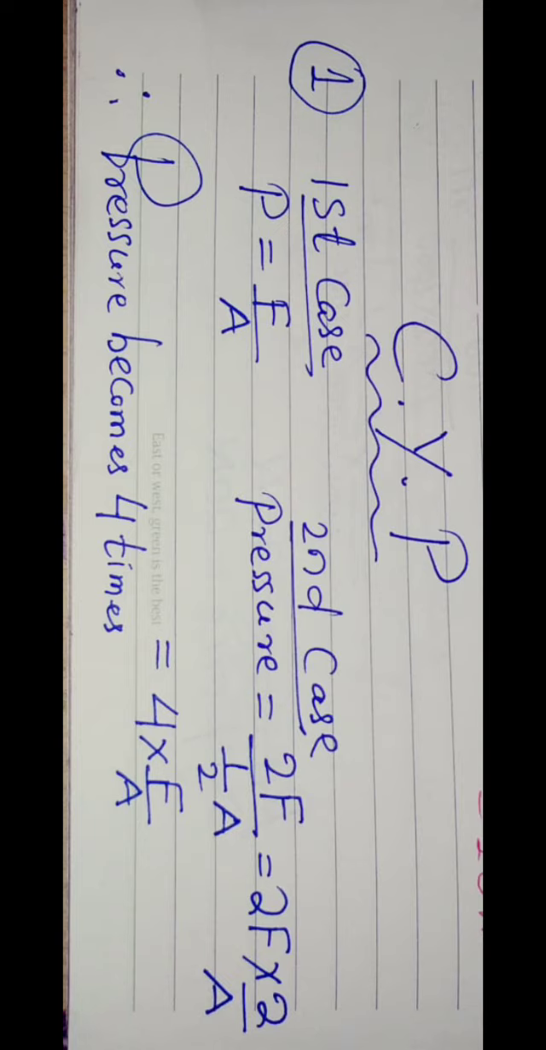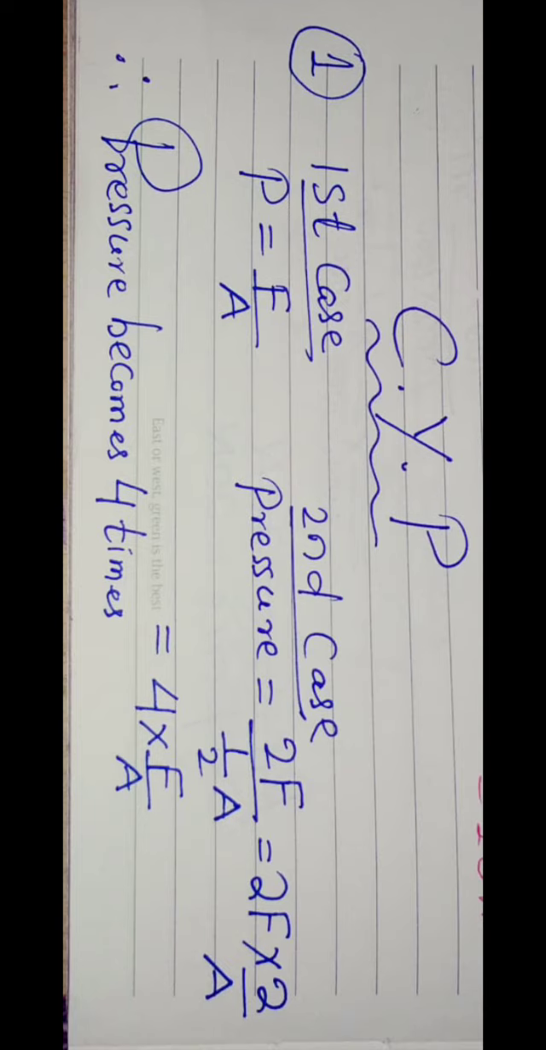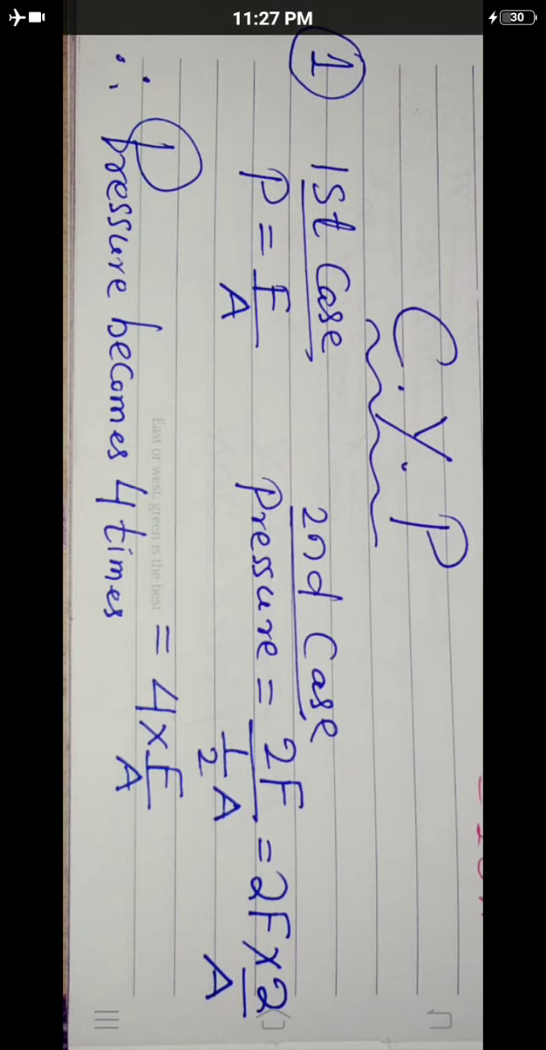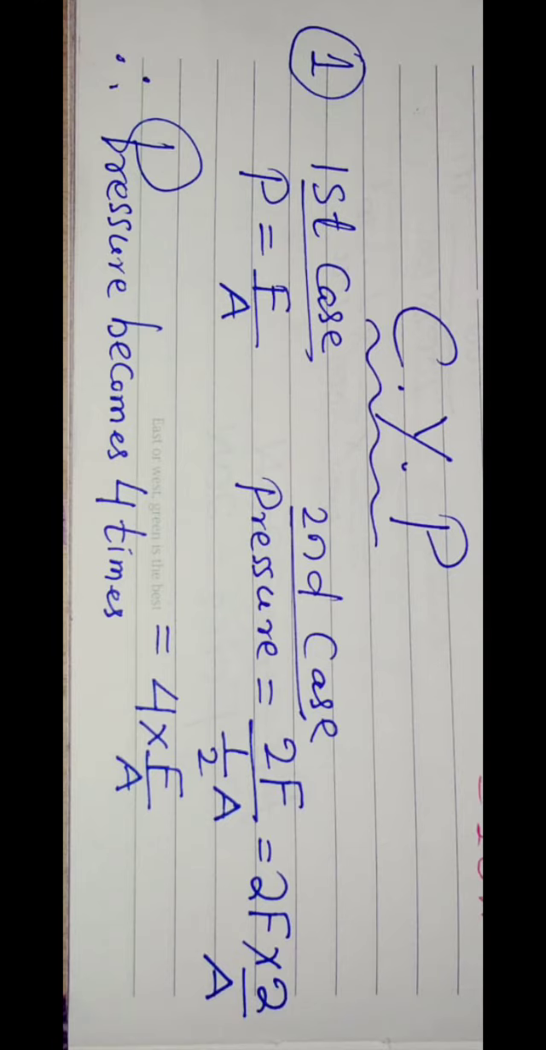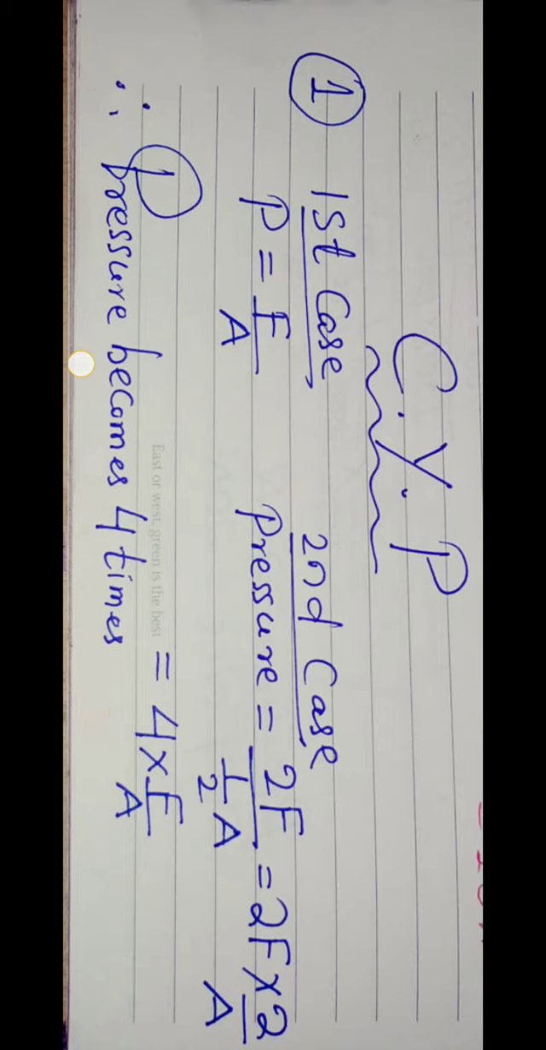So pressure equals thrust by area or force by area. What is force? 2F. What is area? 1 by 2A. So 2F divided by A by 2 is equal to 2F into 2 by A, that is equal to 2 into 2, 4, F by A. This means 4 into pressure. Therefore, pressure becomes 4 times.